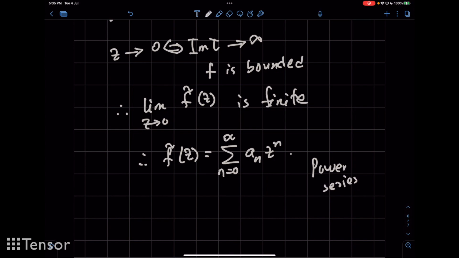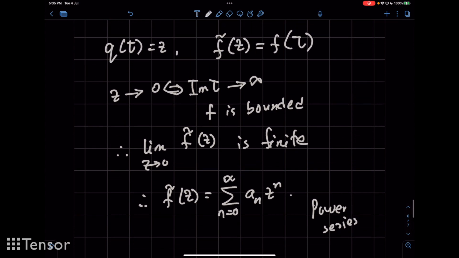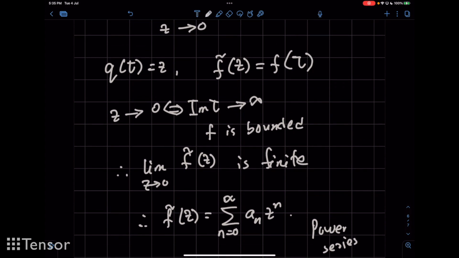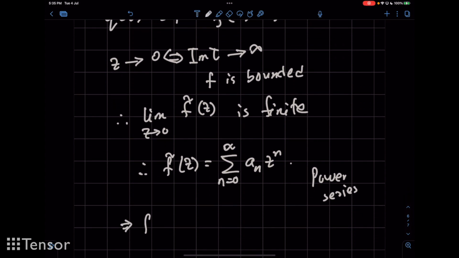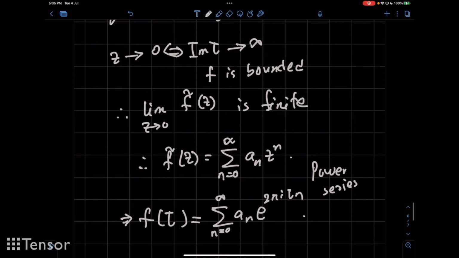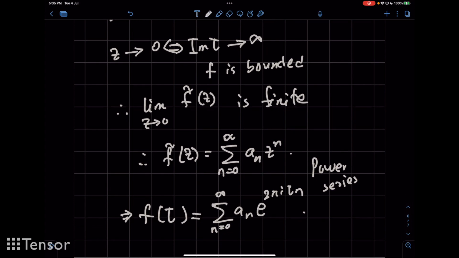And also, what was z? z was q of tau. So we can write that f of tau is equal to the sum of a_n, where z is e^(2 pi i tau), to the n. n runs from 0 to infinity, which is what we wanted to show.